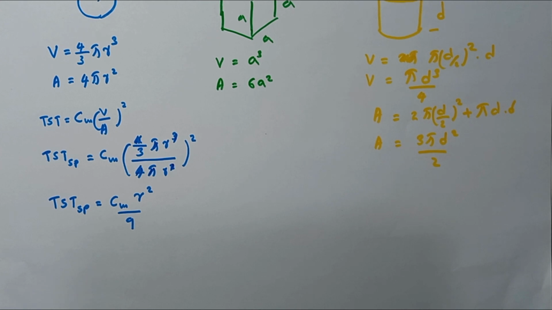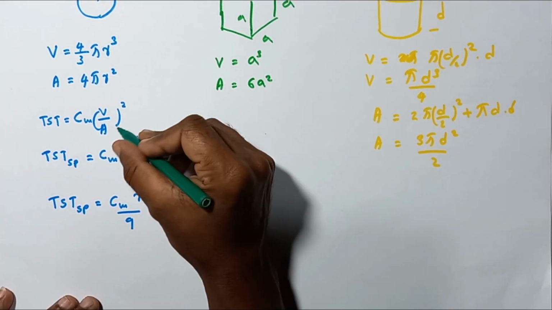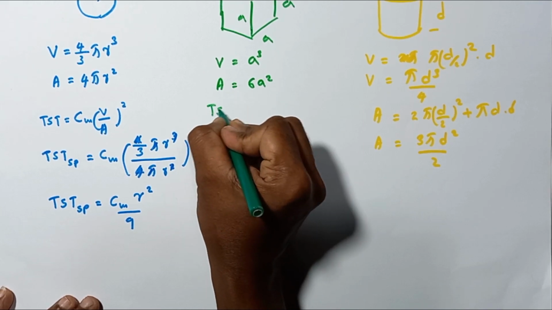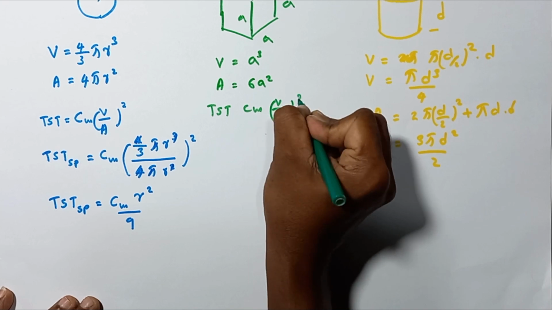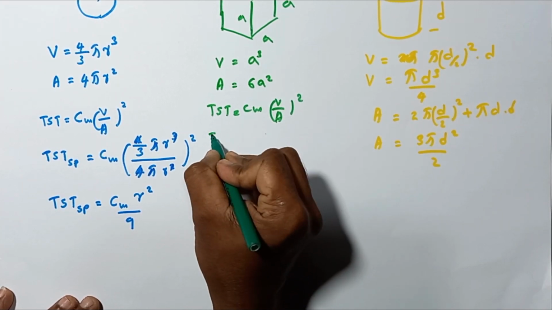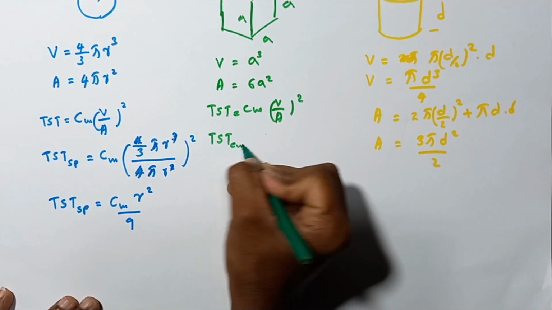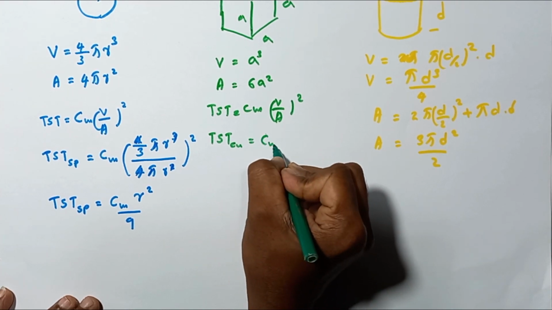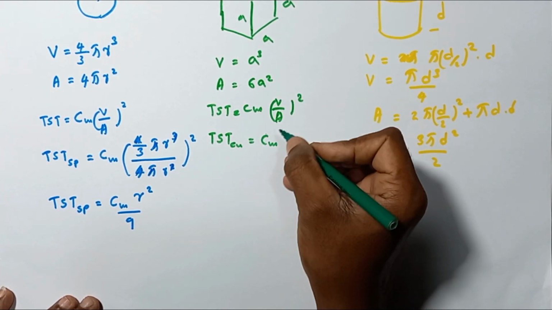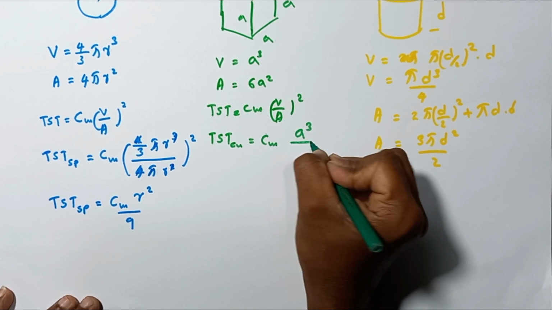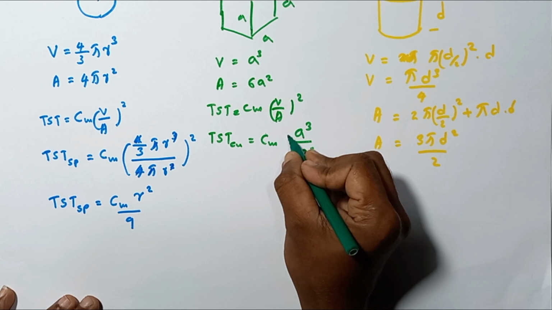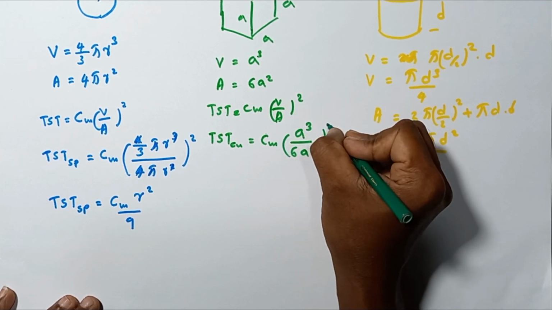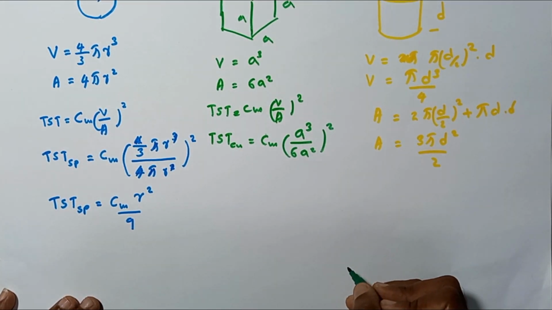Let's see what happens in the cubical shape. Same equation: total solidification time is equal to Cm into V divided by A, whole squared. The total solidification time of the cube is Cm into the volume, A cubed, divided by 6A squared, whole squared.